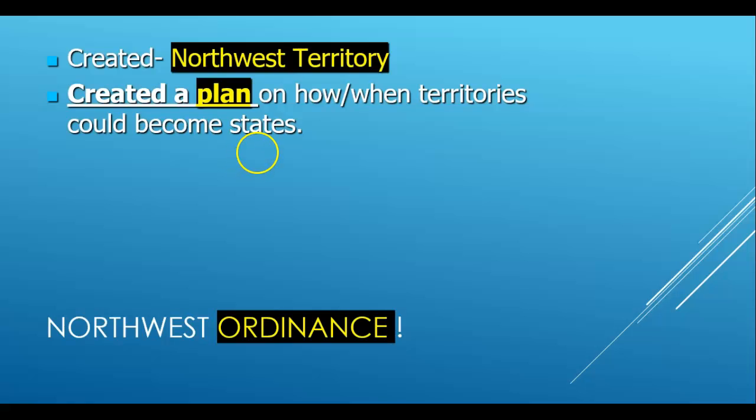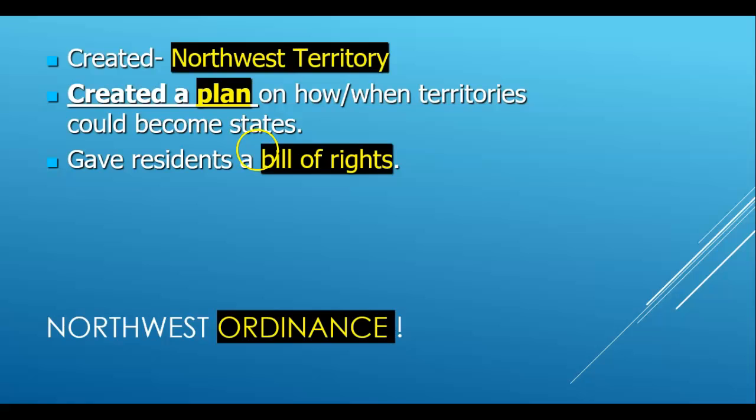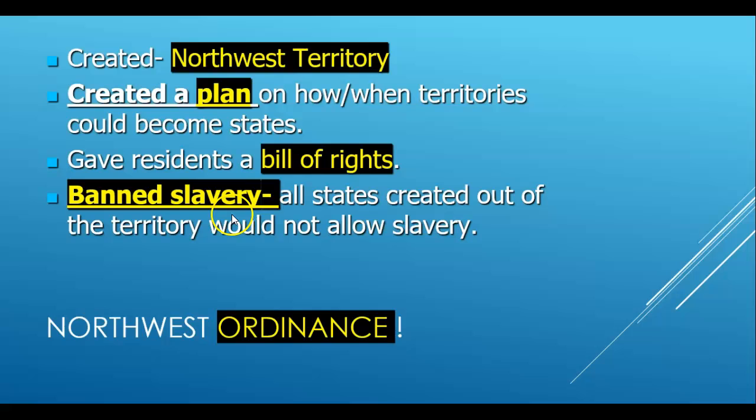But they also took it a step further, and they gave the residents inside those territories a special Bill of Rights, things like freedom of religion and trial by jury. And they also did something that was very progressive, and the men at the time pushed for and got a ban on slavery in any of those territories north and west of the Ohio River. They would never allow slaves in those areas. So from the very start, all the areas of the Northwest Territory, and you'll see a map here soon, would never allow slavery within its borders.